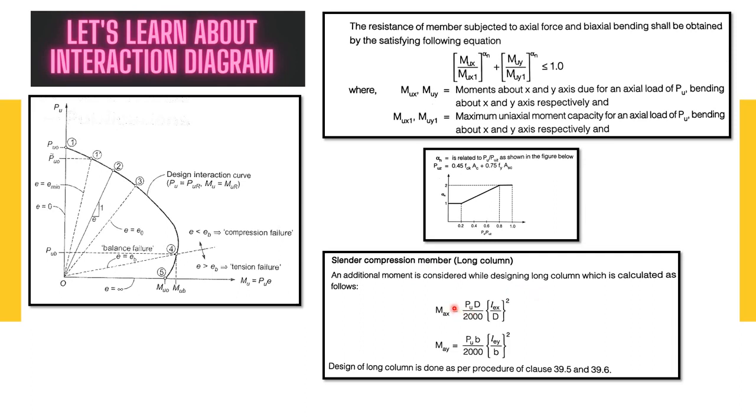Next, the slender compression member, that is, the long column. Long column means the L by D ratio will be greater than 12. An additional moment is considered while designing a long column, which is calculated as follows. This is the additional moment we have to consider for a long slender compression member, Max and May: for the x direction, Pu D divided by 2000 into (lex by D) whole square; for the y direction, Pu b divided by 2000 into (ley by b) whole square. Design of a long column is done as per procedure in clause numbers 39.5 and 39.6 of IS 456.